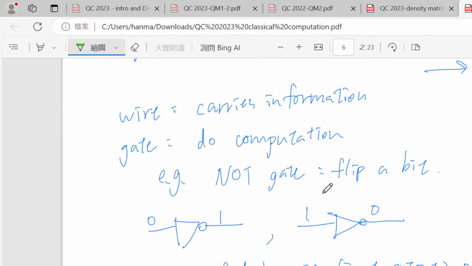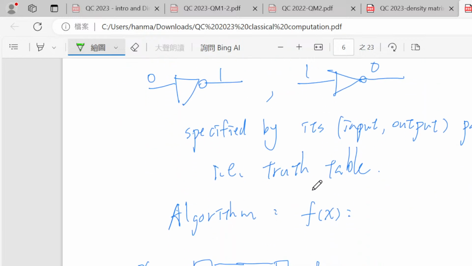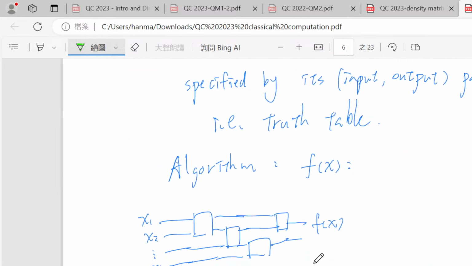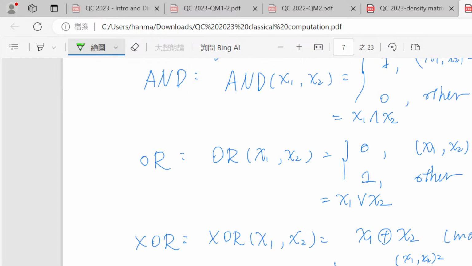Let's say a little more about gates. The gate will do computation. For example, there is a NOT gate that will flip a bit. So if the input is 0, you will get output 1, and if the input is 1, you will output 0. It satisfies a truth table. And then we see that we can piece different gates together as an algorithm. We'll have some input, a bit string x1 to xn, and you will place your gates carefully, and then you will get some output f of x here.